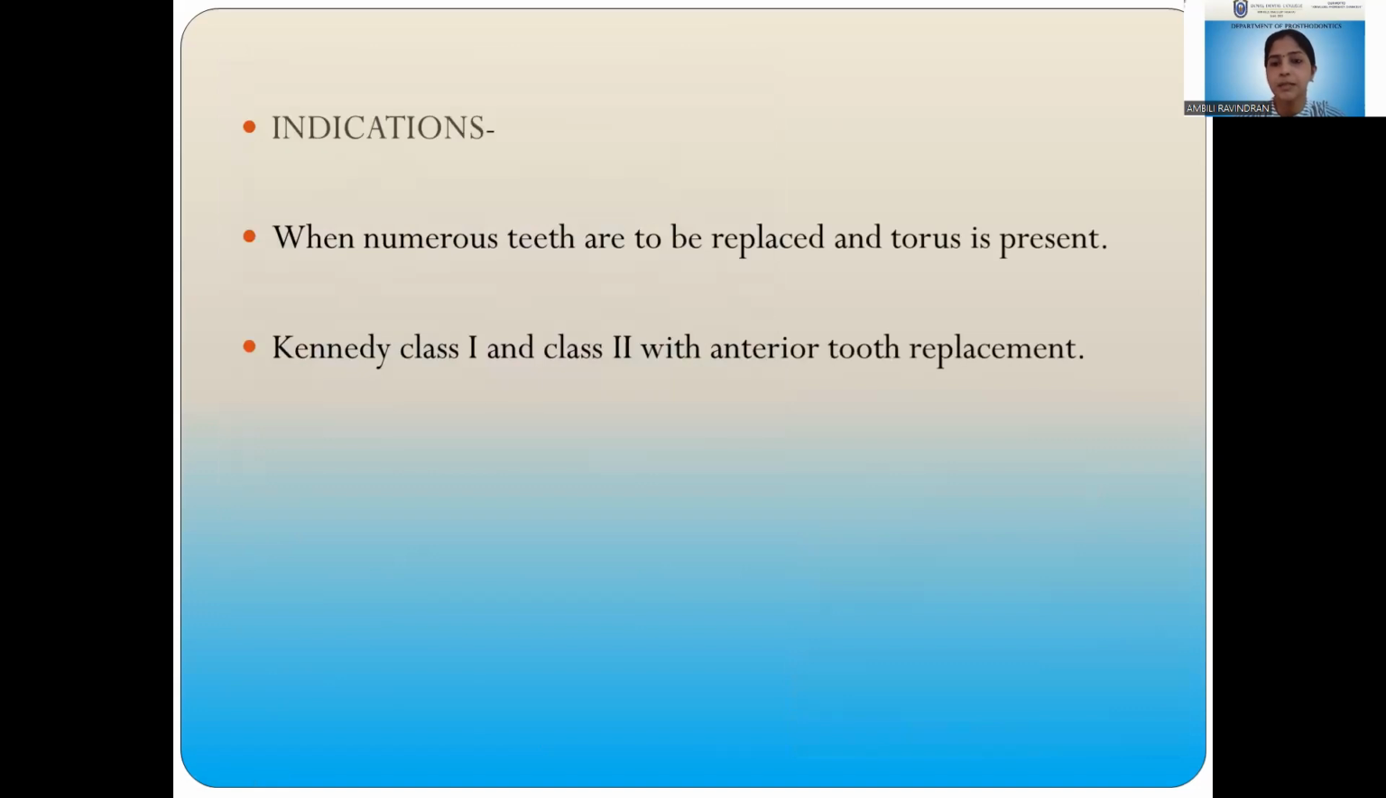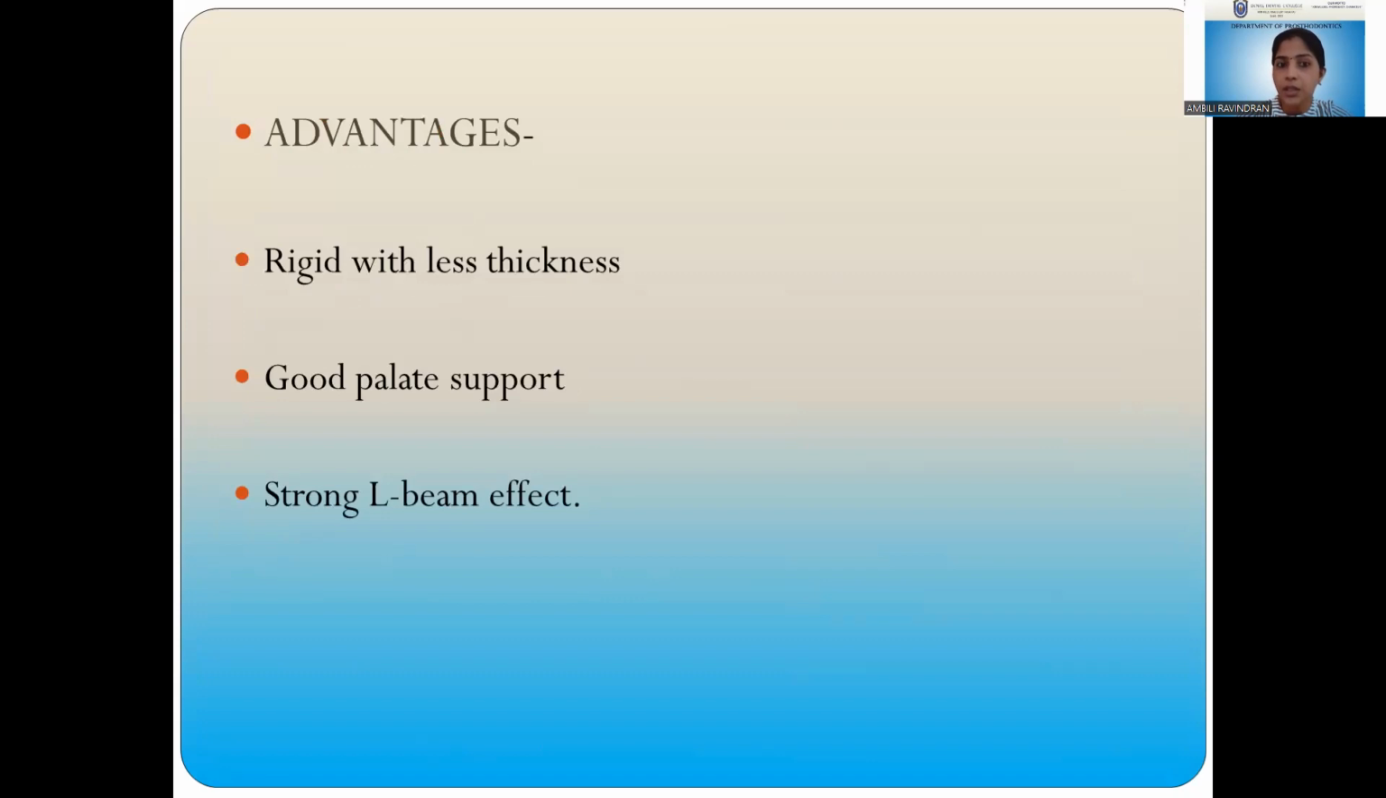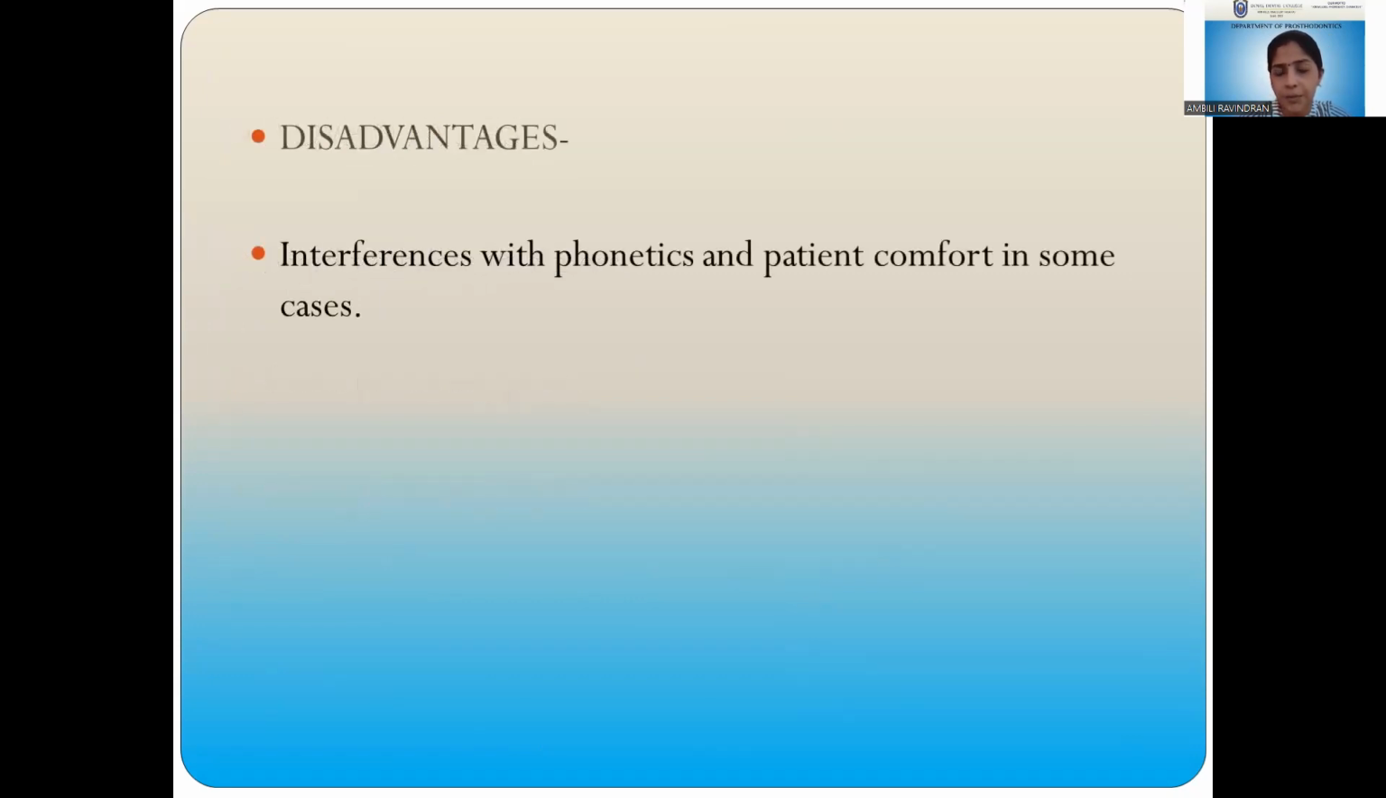It is indicated if multiple teeth are missing and we need to replace them, and if a torus is present, we can give this kind of major connector in Class 2 and Class 1 situations. Advantage, it will provide good palatal support. It will produce an L-beam effect, rigidity with less thickness of metal. As two bars are lying in different planes, that will give excellent rigidity for the prosthesis. That is the L-beam effect. Coming to the disadvantage, interference with the phonetics of the patient, which will cause discomfort for the patient.